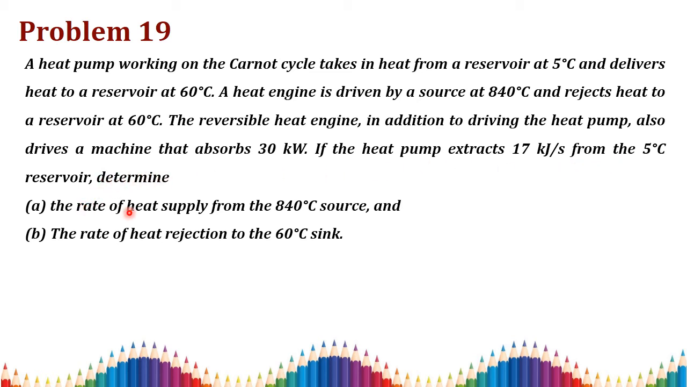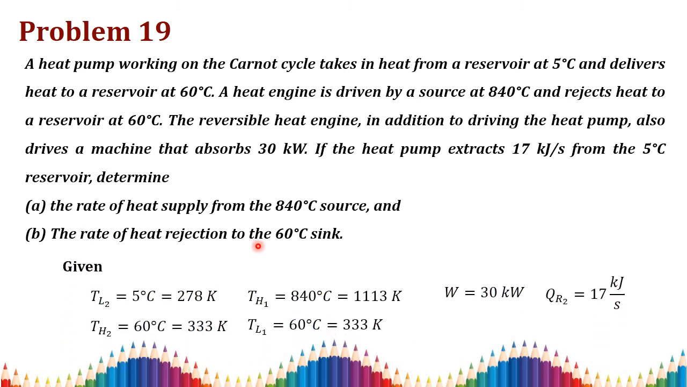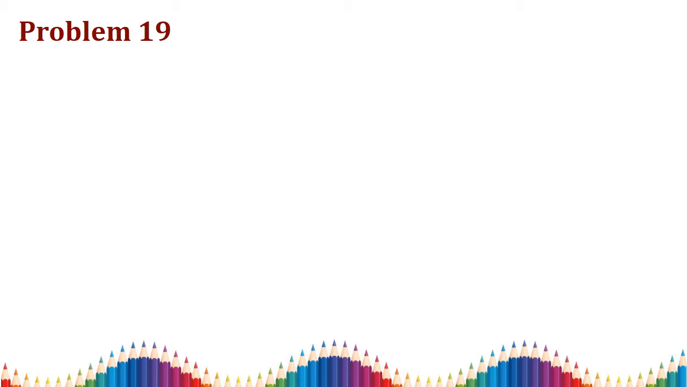Determine the rate of heat supply from the 840 degree Celsius source, that is QS1, and also the rate of heat rejection, that is QR1 plus QS2. So these are all the data they have given. In addition to this, work done is equal to 30 kilowatt.